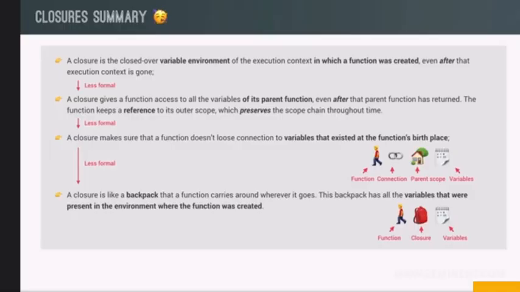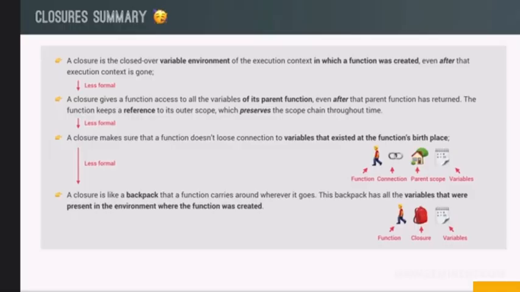Next, and a bit easier to understand, a closure gives the function access to all the variables of its parent function, so the function in which it is defined, even after that parent function has returned. So the function keeps a reference to its outer scope even after that outer scope is gone, which basically preserves the scope chain throughout the time.